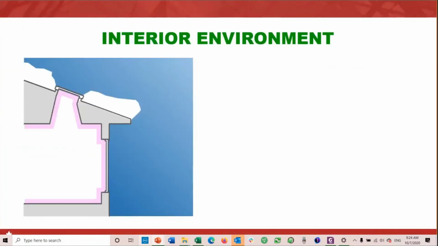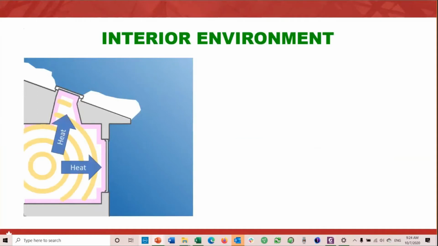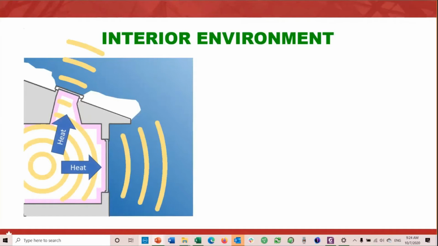And here we're concerned with what labels are required to identify the performance of windows, doors, and skylights with respect to the interior environment. And here the job of the building enclosure is not to keep the outside out, it's to keep the heat we generate to heat our buildings inside. We want to minimize how much heat escapes through our windows, doors, and skylights.